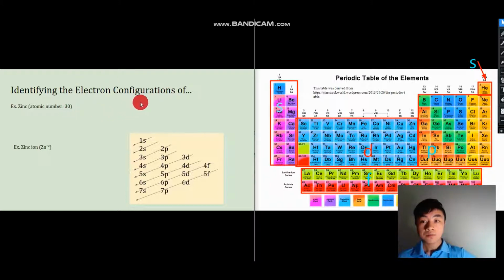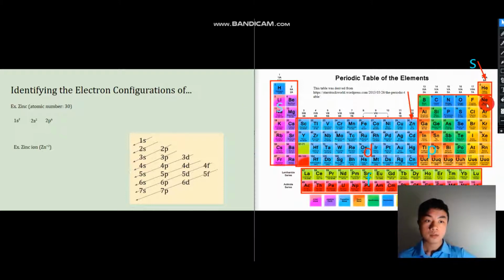My final example is going to be identifying the electron configuration of zinc. So zinc has the atomic number of 30, so it's simply going to be right here. So let's start off with our electron configuration tree. So we have 1s, so 1s2, 2s2, 2p6.